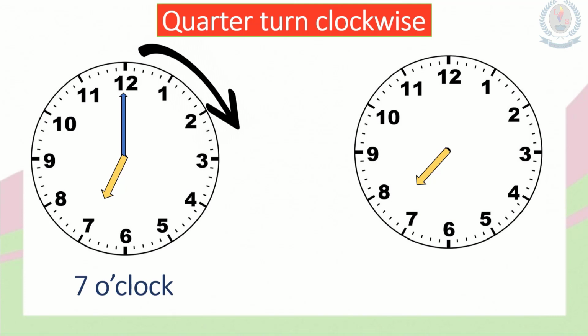And the long hand will move from number 12 to number 3. From 12 to 3. This is a quarter turn clockwise. The time is 7:15.